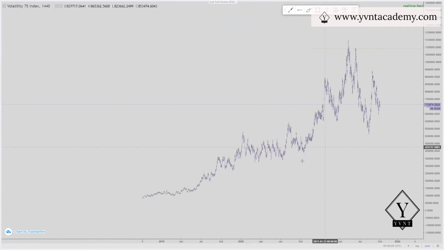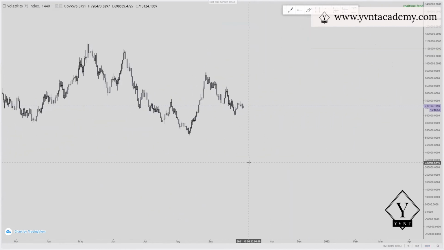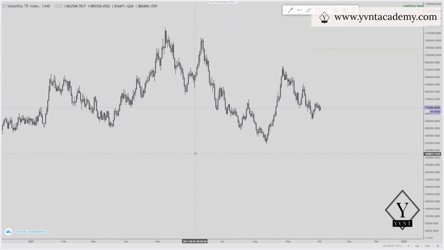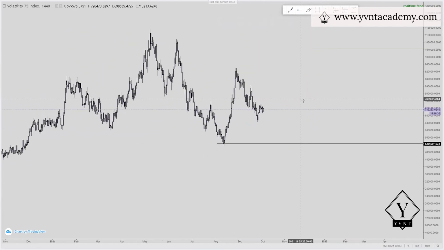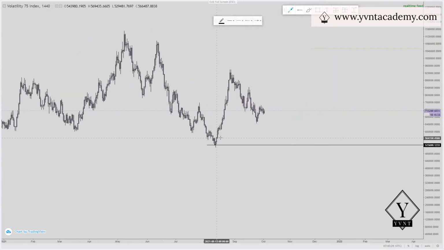So vix75, we've been in a bullish market, and we're currently in a consolidation. We did break out of this consolidation, but we came back in. So now we are looking at this area here. So that's going to be my area. And then we had this push to the upside, and then we break this area here.